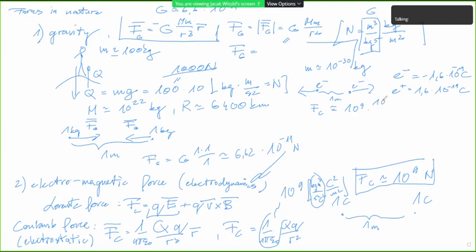So 10 to minus 19 squared is 10 to minus 38, right? And we divide by 1. Let's do such consideration. Yeah, seemingly that's the case. So the result seems to be 10 to minus 29. That's the force that an electron repulses another electron at the distance of 1 meter.